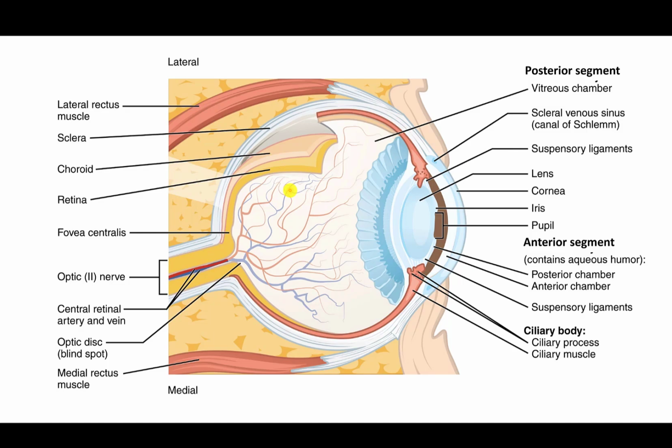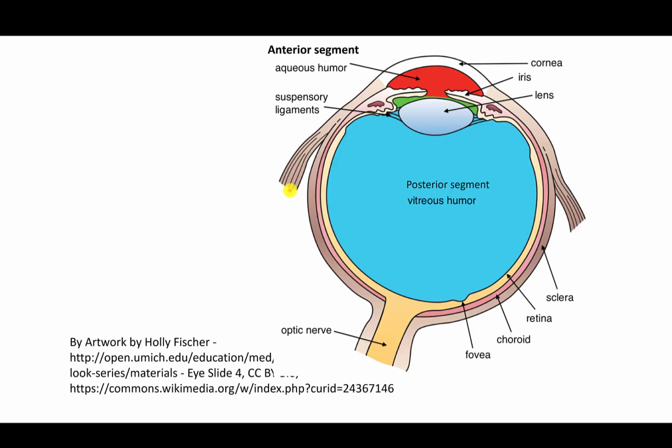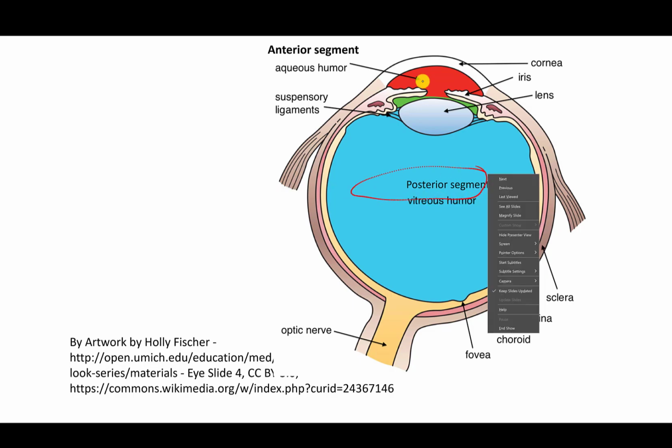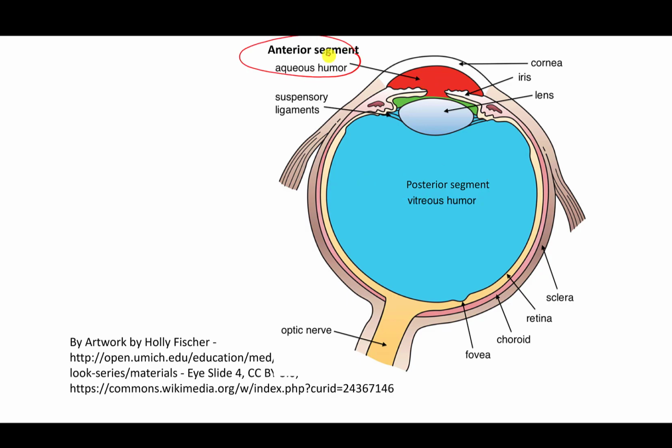Let's talk in this video about other structures in the eye. In the previous video, we talked about the two segments, the posterior segment and the anterior segment of the eye. And we said in the posterior segment, we have the vitreous humor. We said this is like a viscous fluid that will keep the pressure of the eye and keep it open. Then in the anterior segment, we said we have the aqueous humor.